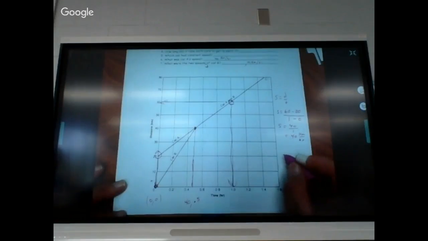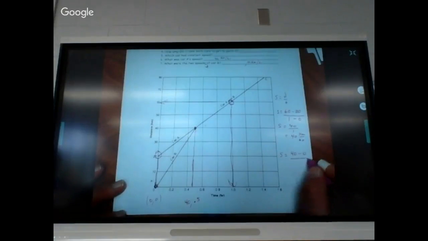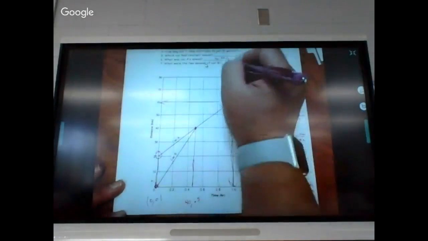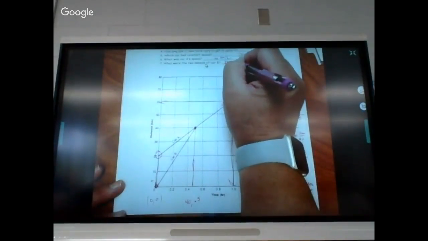So speed equals, my distances are 40 minus 0, and my times are 0.5 and 0. So we get 40 over 0.5, which is 80. I think if I did that right in my head. Somebody double check me. Yeah, it's 0 twice. So 80 kilometers per hour.